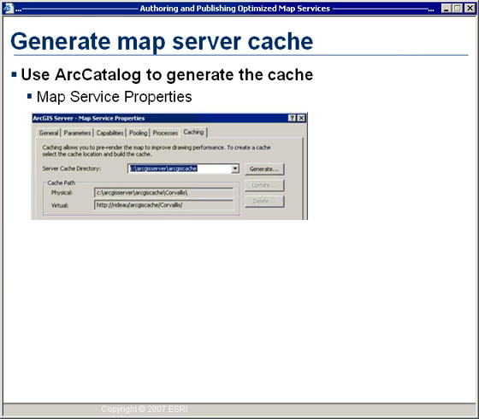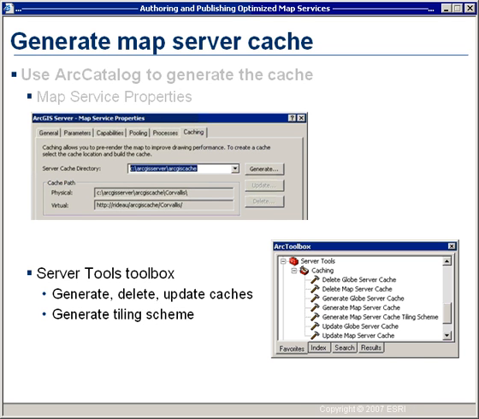The last part of this is to generate your map server cache. We can use our catalog and work with the caching properties tab for the map service, as you will see in a few minutes, or you can access the server tools toolbox, where a series of tools are available for generating, deleting, updating, and generally managing your cache.